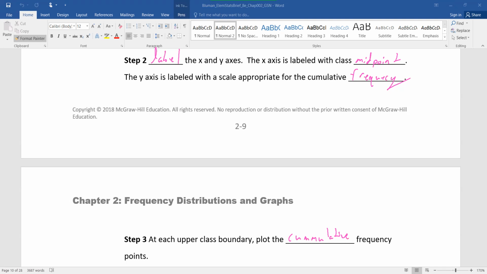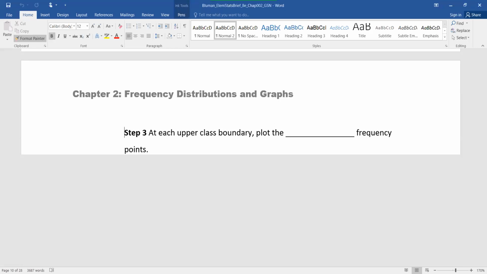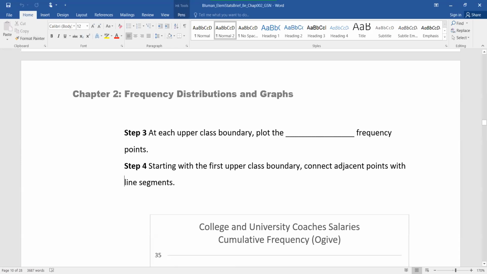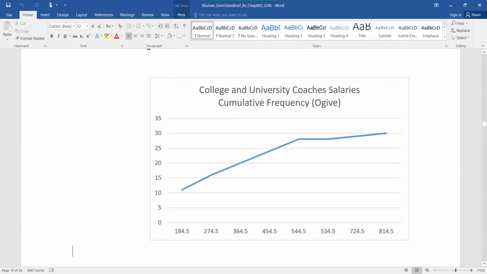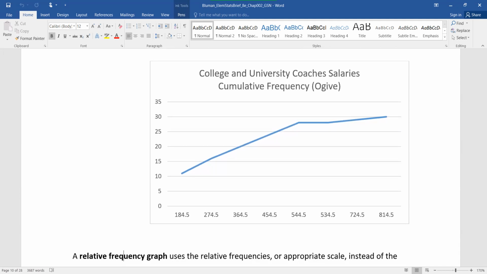All right. And I bet they graphed it for you already. And then that last step, though, it did say starting with the first upper class boundary, connect adjacent points with line segments. So here we go. Here is our ogive, and you can see that it started with 11. It did go up by 5, which is a good idea. And then it went up to 16, which would have been your next one.